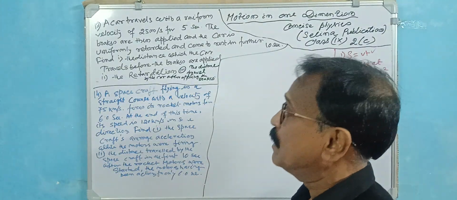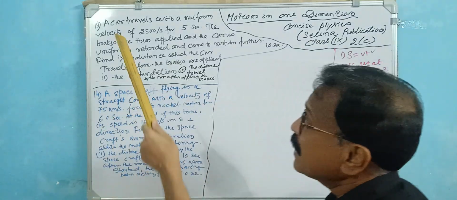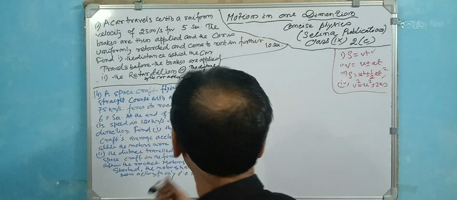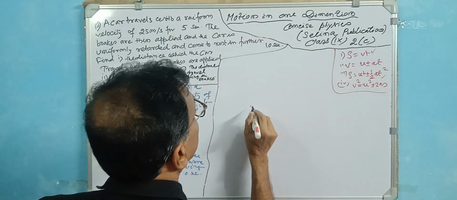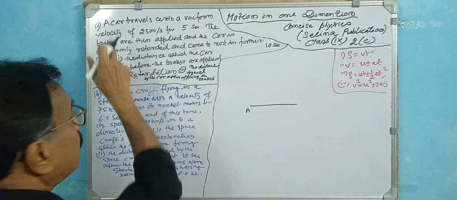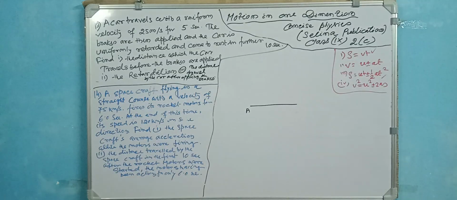Just see, a car, a very interesting application. A car travels with a uniform velocity. Suppose a car is traveling, and the position is A. Let us see in which way it is solved.